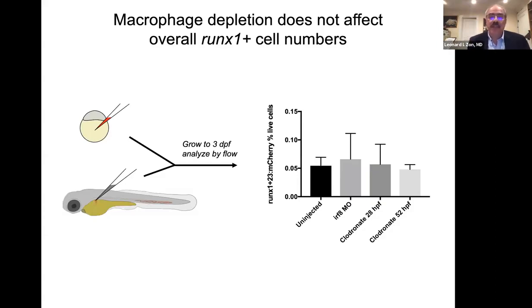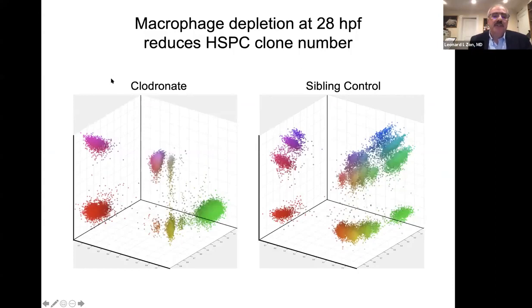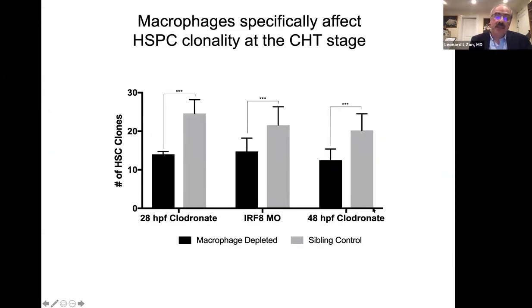So when we deplete the macrophages, we don't see much change in the overall number of stem cells in the body of the fish. But when we use our color barcoding, we see something quite remarkable. So again, here we used the colors, we gave clodronate, and then we looked at stem cell number. It turns out if you deplete the macrophages, you get half the number of stem cell clones compared to a sibling control. And you can see here, again, normally we have about 25 colors.